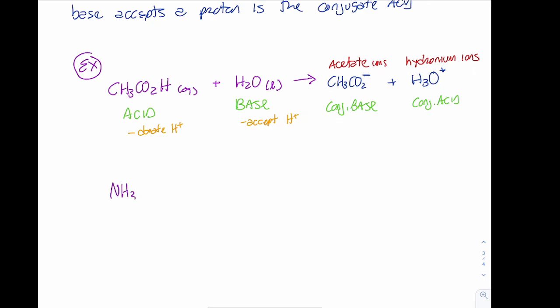NH3 plus HF, both of these aqueous. So same thing, because I need to tell you which is which. This is going to be my base, this is going to be my acid. So hit pause, draw the products, label the conjugate acid, the conjugate base, make sure your charges all make sense, and then hit play when you're ready.